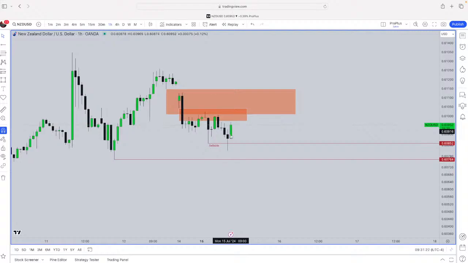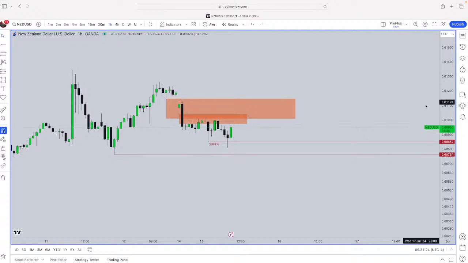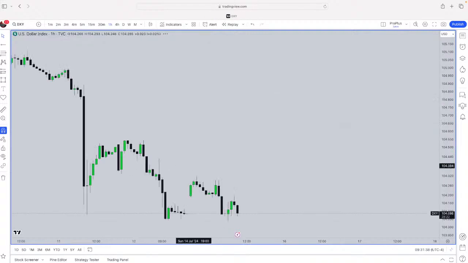I'll just be patient and wait for price to do its thing for me. But I'll keep an eye on this liquidity void here, because that acts as a strong draw on liquidity. So that's what I'd say. But neutral for me.